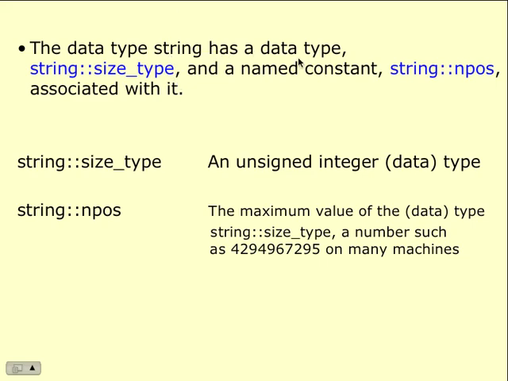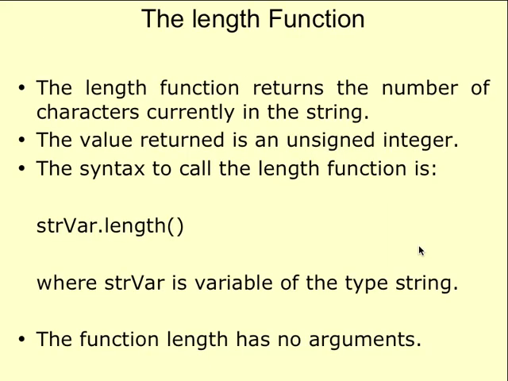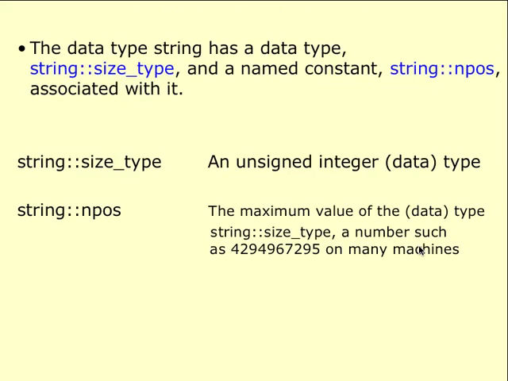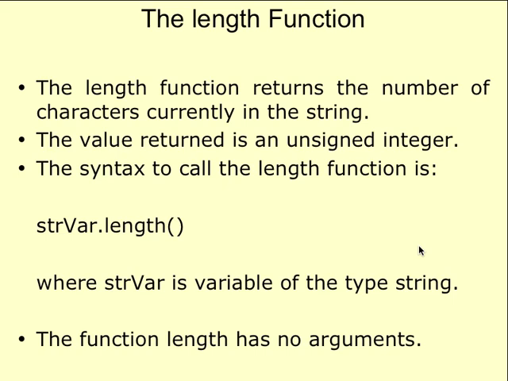So here's the data type string and what is associated with it: string::size_type and the named constant string::npos. Size type is the unsigned integer of the data type. npos gives us the maximum value in terms of number of positions for that particular data type. These are just different data members. The member functions associated with it, one example would be length. Just like any object, we create an instance of it, and here we have a string variable.